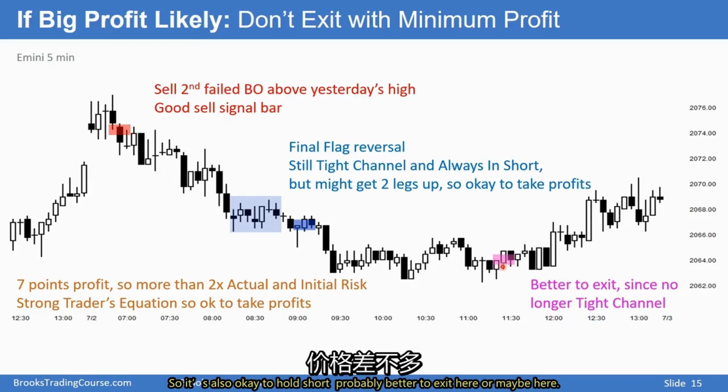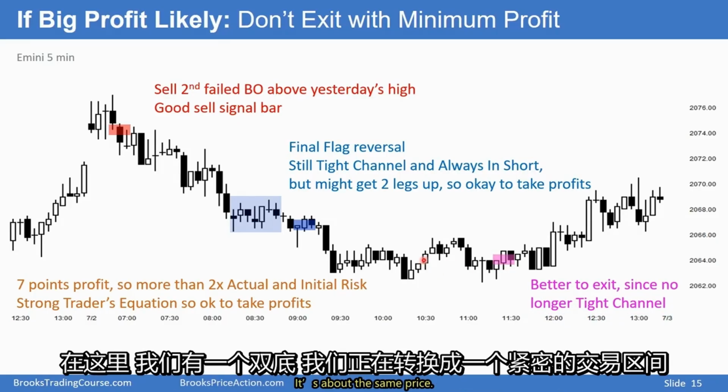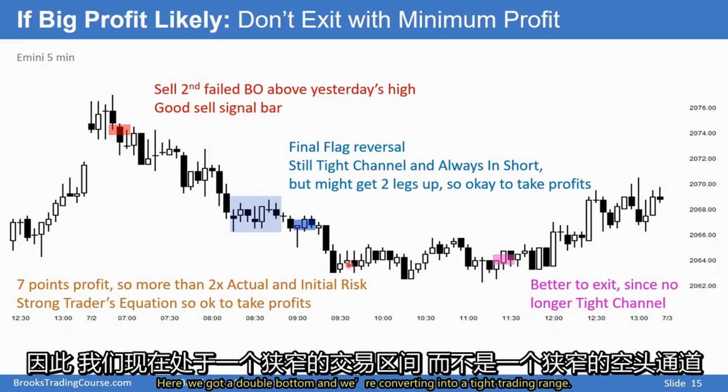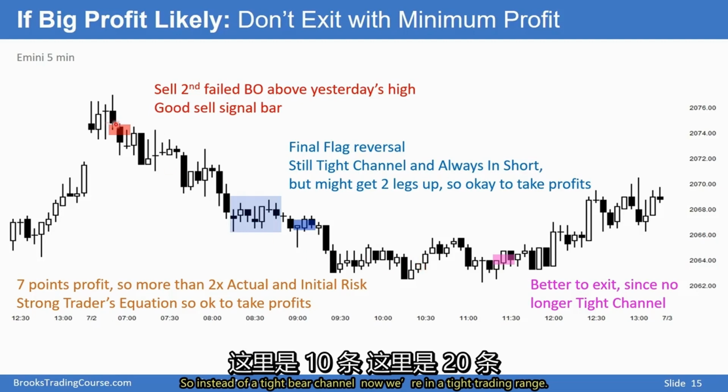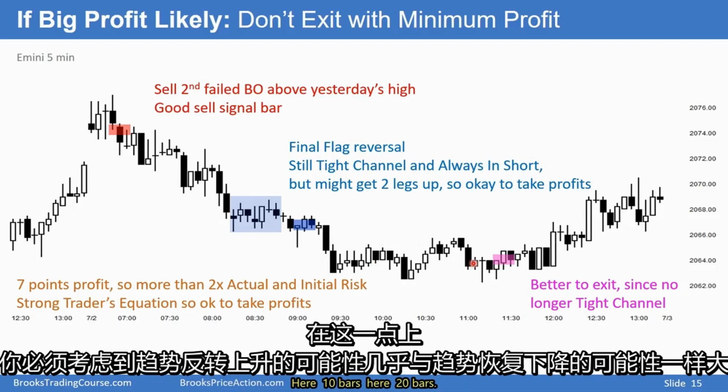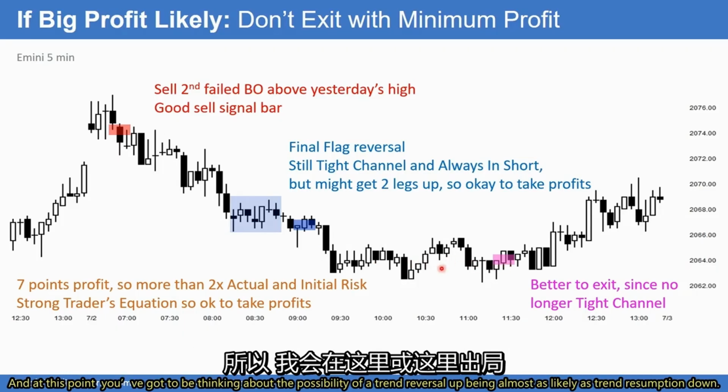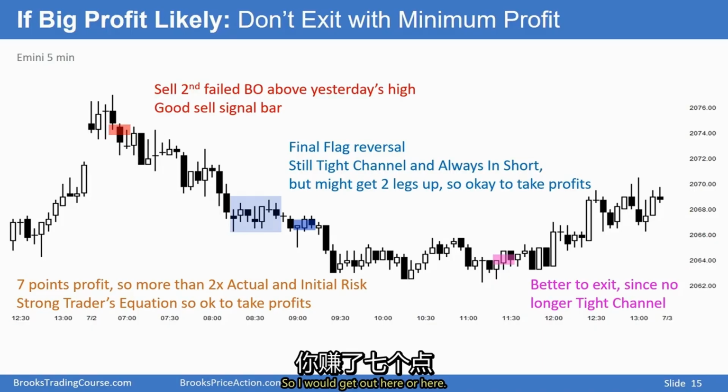Probably better to exit here or maybe here. It's about the same price. Here we got a double bottom and we're converting into a tight trading range. So instead of a tight bear channel, now we're in a tight trading range here, 10 bars here, 20 bars. And at this point, you got to be thinking about the possibility of trend reversal up being almost as likely as trend resumption down. So I would get out here or here.